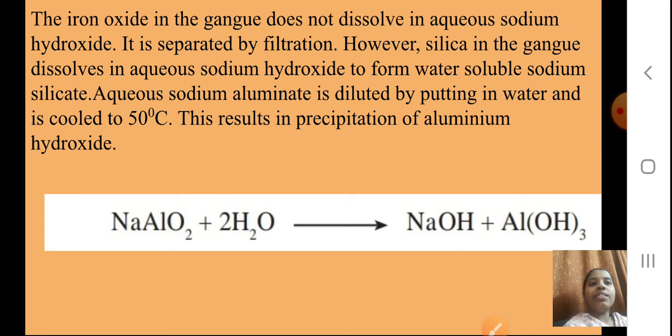Aqueous sodium aluminate is diluted by putting in water and is cooled to 50 degrees Celsius. This results in the precipitation of aluminium hydroxide. So NaAlO2 plus 2H2O: we are putting it in water and cooling it to 50 degrees Celsius. Then you are getting sodium hydroxide and aluminium hydroxide, Al(OH)3. Is it clear, students? Now, we will proceed.